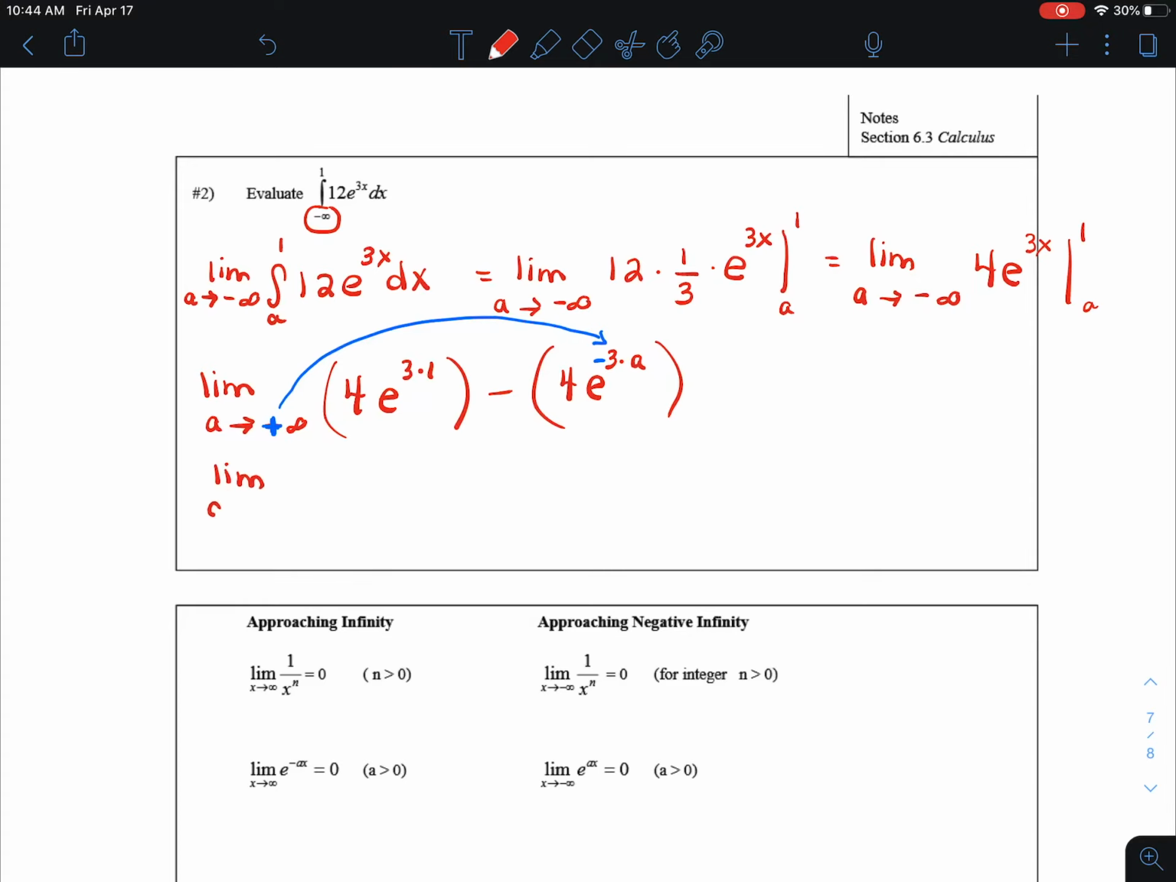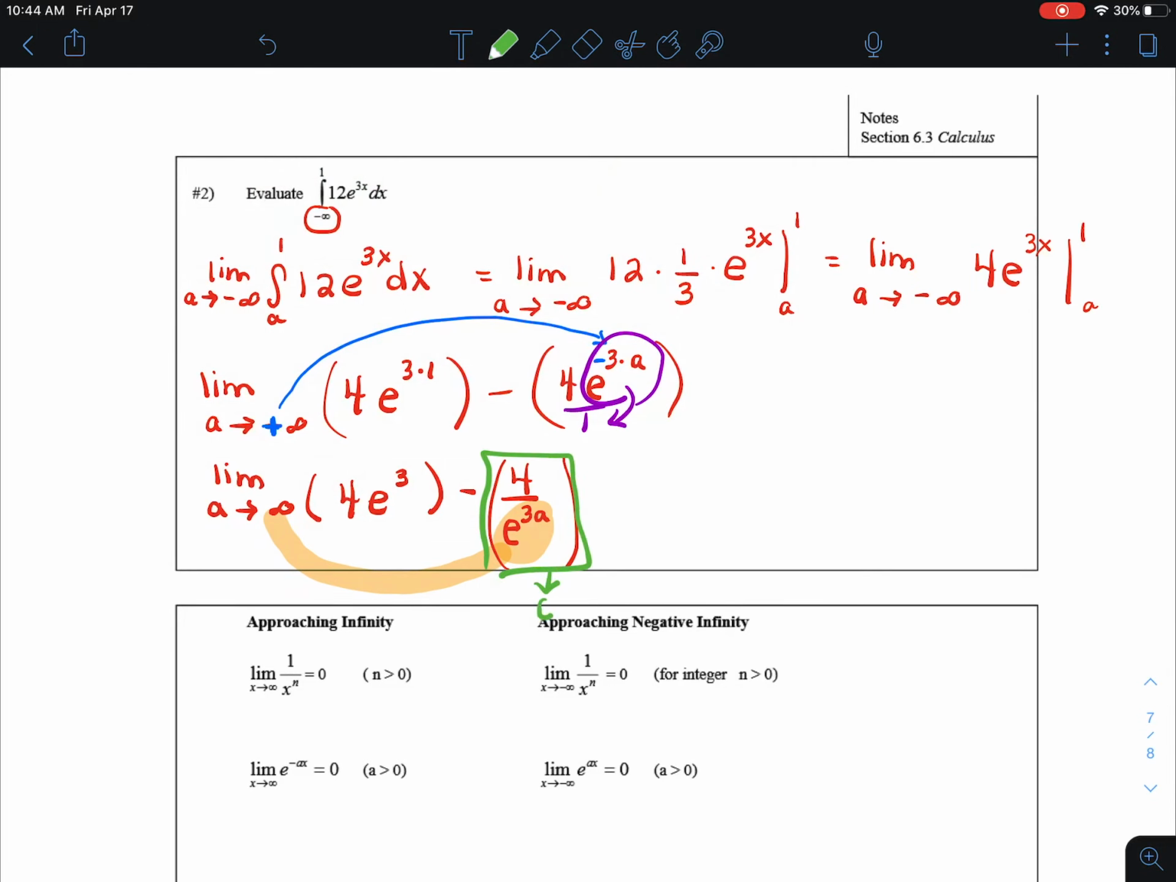Okay, so that tells me in the next step, if that exponent is a negative, then I need to be moving this to the bottom of the fraction. So that's going to be underneath the 4, it would be e to the 3a. Okay, so again, now if I'm plugging in bigger and bigger numbers for that a, that's causing the denominator of my fraction to get bigger, which means that's approaching 0. I'm just left with 4e cubed. So my answer is 4e cubed, which is roughly 80.34.